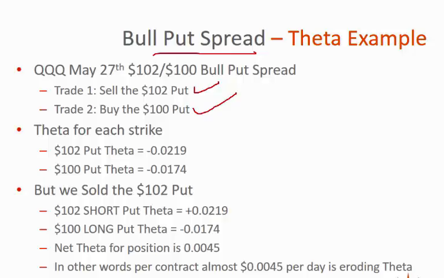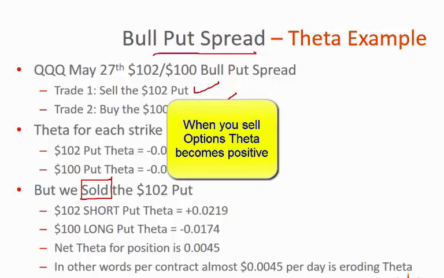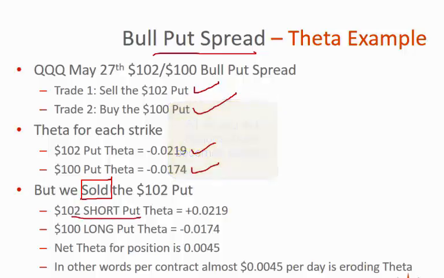So remind ourselves of what the theta for each strike was. The 102 put theta was minus 0.0219 and the $100 put theta was minus 0.0174. But remember, and this is the key element of it, we've sold the 102 put as part of the bull put spread. So now our short 102 put theta becomes positive for us. Just think about it, if the value of an option is eroding by theta every day, then in essence, if the share price didn't move, that makes the option cheaper to buy back. So it's working to our advantage. So the theta becomes positive.